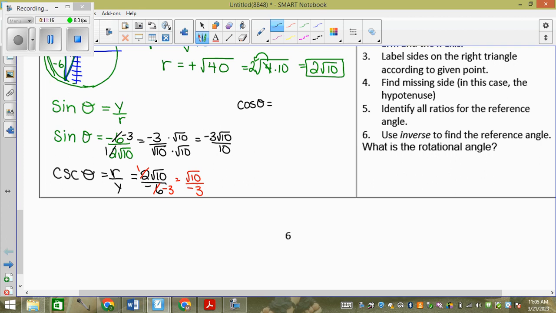So, cos is x over r. What's x? What is x? -2. There we are. And what's r? It's root 10. So it's -1 over root 10. And then we rationalize.